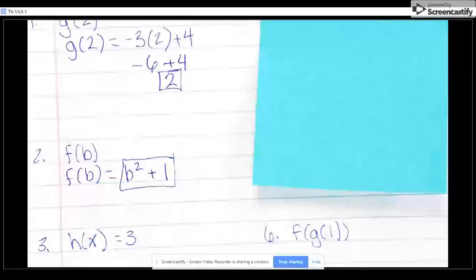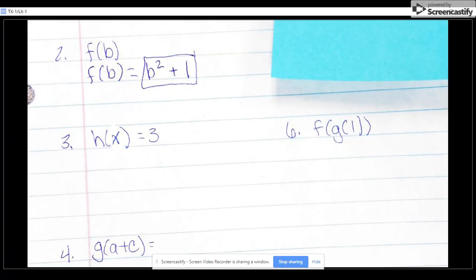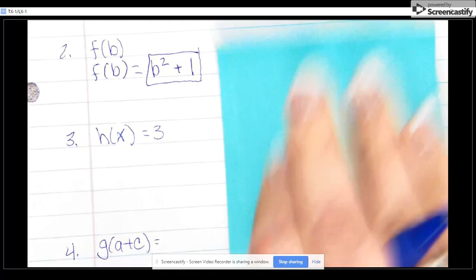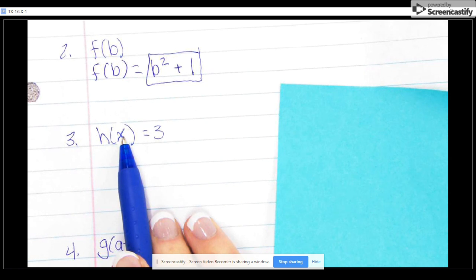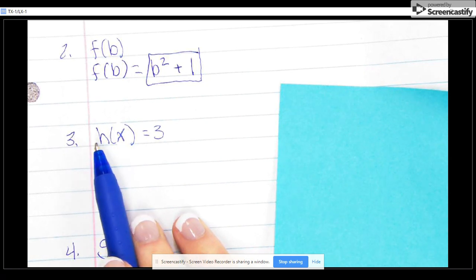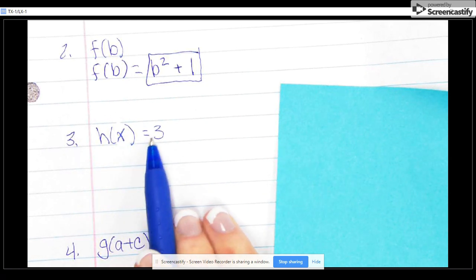Now I'm going to move on to problem 3. Problem 3 looks a little different. Nothing is replacing the x. The x is just there. So I have h of x is equal to 3.